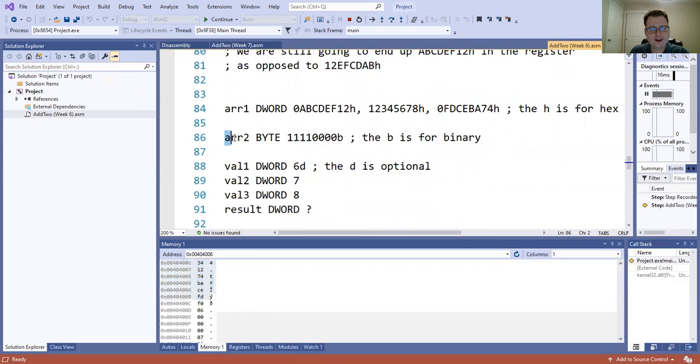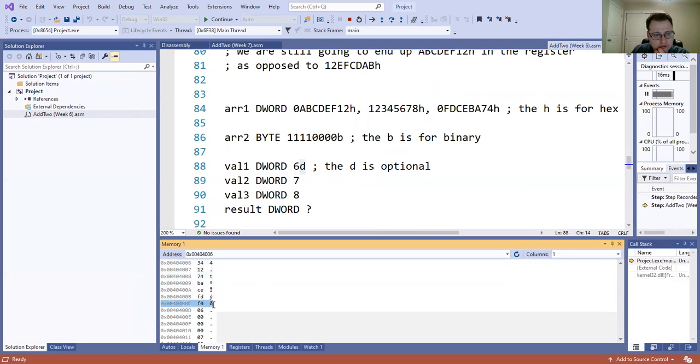We had this ARR2, which was a byte in size. And this one we declared in binary format. Remember, you use the little h for hex and the little b for binary. And decimal's the default, but you can also use a little d for decimal, though that part is really optional. And so if we scroll down here and continue looking at memory, we're going to just see the other things that we've declared in the data segment.